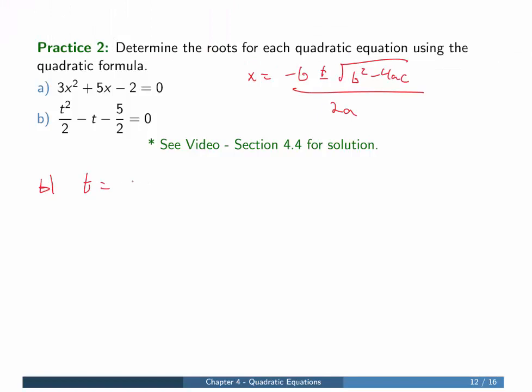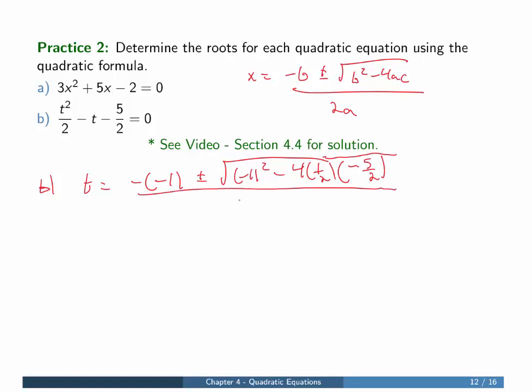Now negative b is going to be negative 1, like that, plus or minus the square root of b squared, which is negative 1 squared, minus 4 times a, which is 1/2, times c, which is negative 5 over 2, all over 2 times 1/2. It's a bit annoying. I'm going to try to watch my writing here.